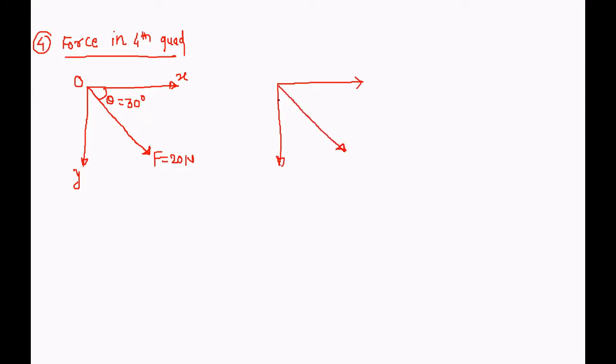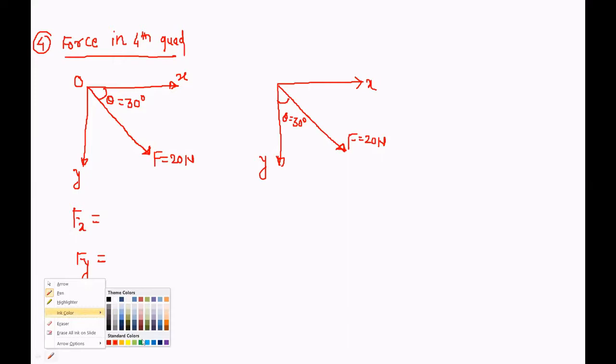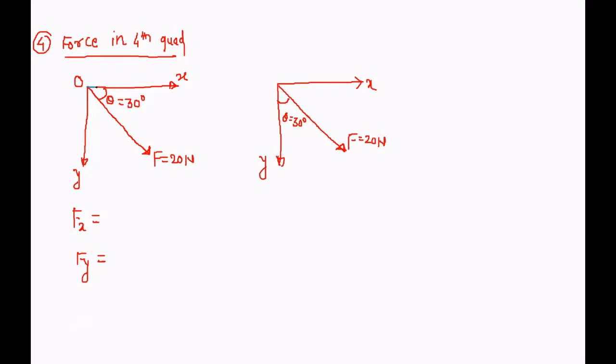Now here angle is given with respect to y-axis. Theta is 30 and value is same, F is equal to 20 Newton. So in the first case, we will find out the Fx and Fy. So as theta is given with respect to x-axis, we will draw the x component here. This is Fx. Along the y-axis, this is the Fy.